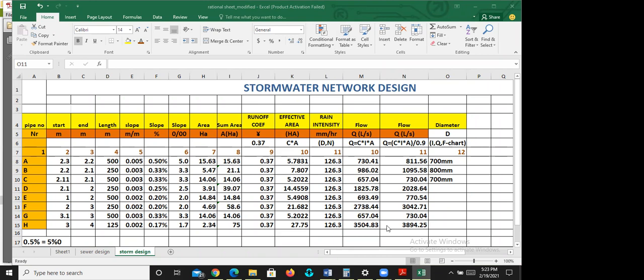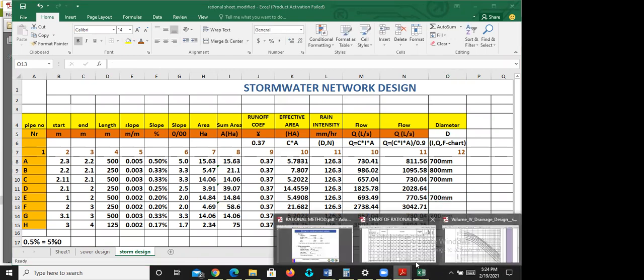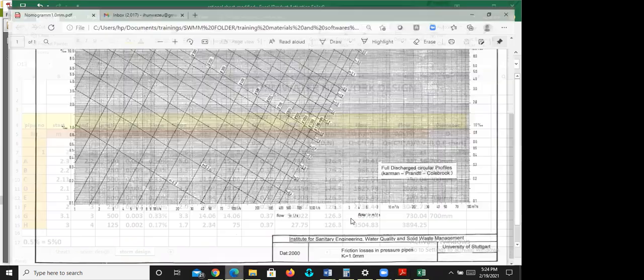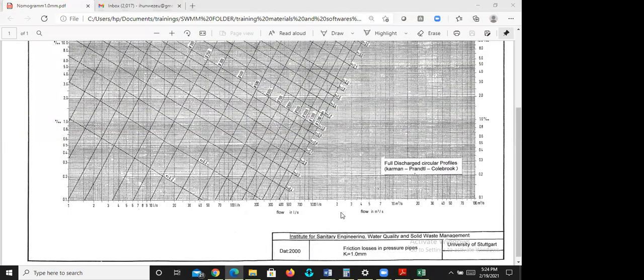Okay, pipe G. Yeah, of course, pipe G is 700. That's engineering sense. Even pipe E also. It can be off the chart. Check again. Pipe F is 3,800. Okay, let me check now. This is 3,000. See, now it didn't go off.